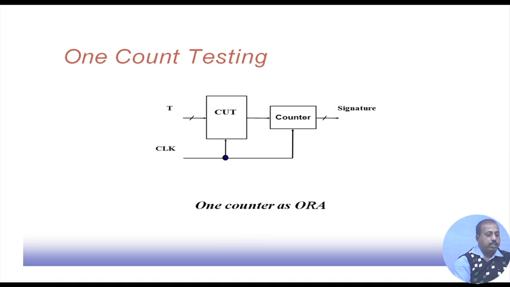So, one count testing circuitry is like this. So, we have got the test patterns applied. There is only a single output. So, clock is applied to the circuit as well as the counter. After applying all the test patterns, this counter value will have how many ones it has seen at the output, and that is the signature.